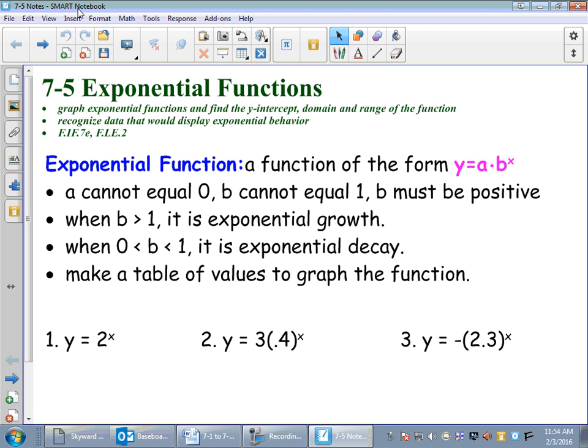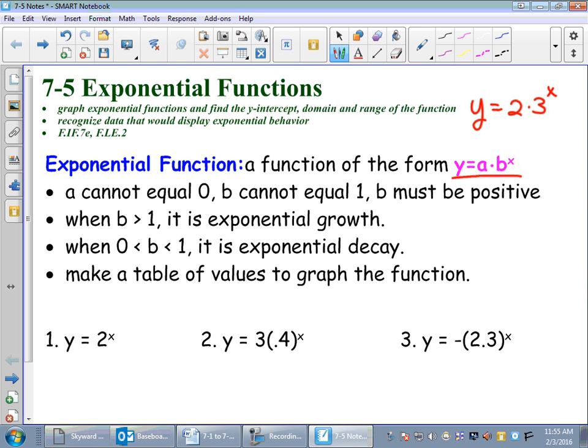Now, why do they keep that a and b separate? It's really important to understand that we write it this way because we are not raising a times b to the x power. We want to make sure that you understand if I have y equals 2 times 3 to the x, 3 is being raised to some power, and then we multiply by 2. So it's really important that you understand that.